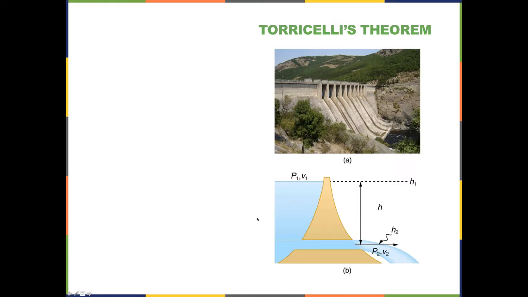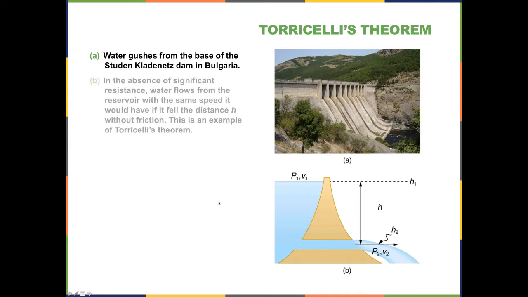Now let's move on to another equation called Torricelli's theorem. Torricelli's theorem is related to this situation here. You have one situation that has a P1 and a V1 at a certain height, and a second situation that has P2 and V2 at a second height. And Torricelli's theorem relates these two situations. So water will gush out of the base of a dam made in this way.